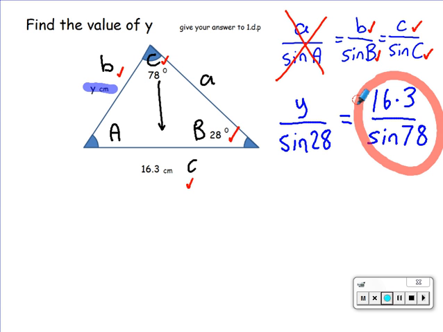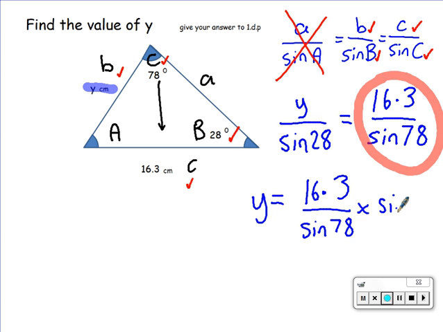Once you've done that, you can times both sides by sine 28, and you end up with y equals, let's write it properly, 16.3 over sine 78 times sine 28, which when you put it in your calculator, checking that it's in degrees mode, should give you y is 7.82 centimetres.